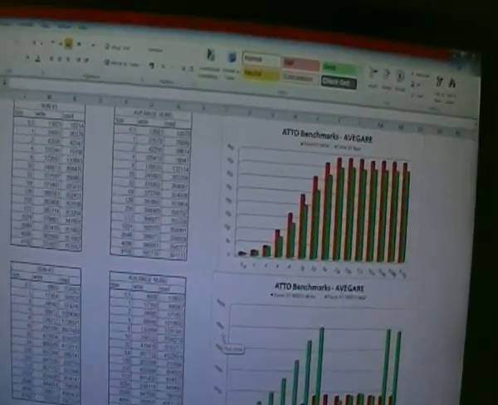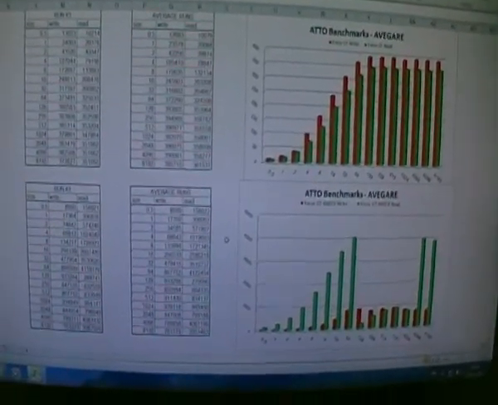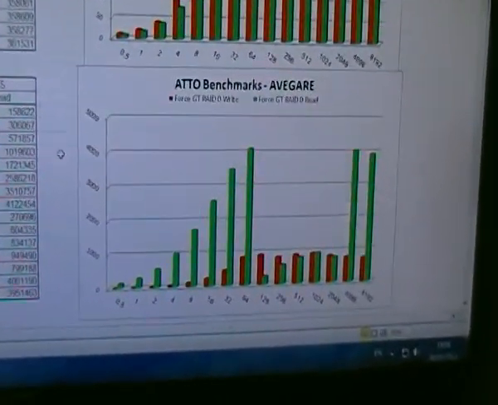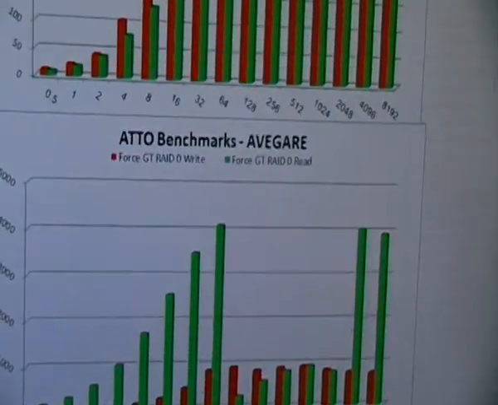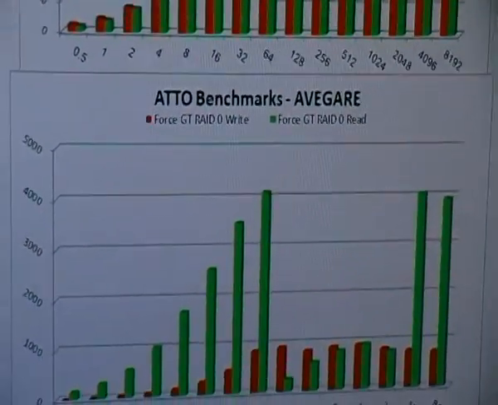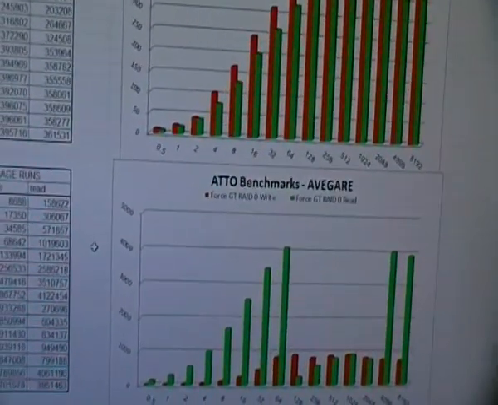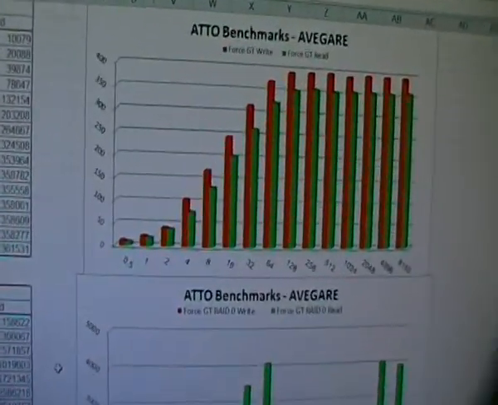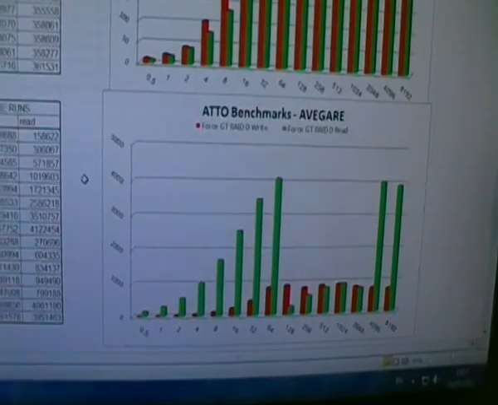Hey guys, so I'm back here with part 3, and the results are very, very interesting. You might want to see this. The green one is the read time, as you can see here, and the red is the write time. It's kind of not easy to see the difference between these because the scale is a bit different.